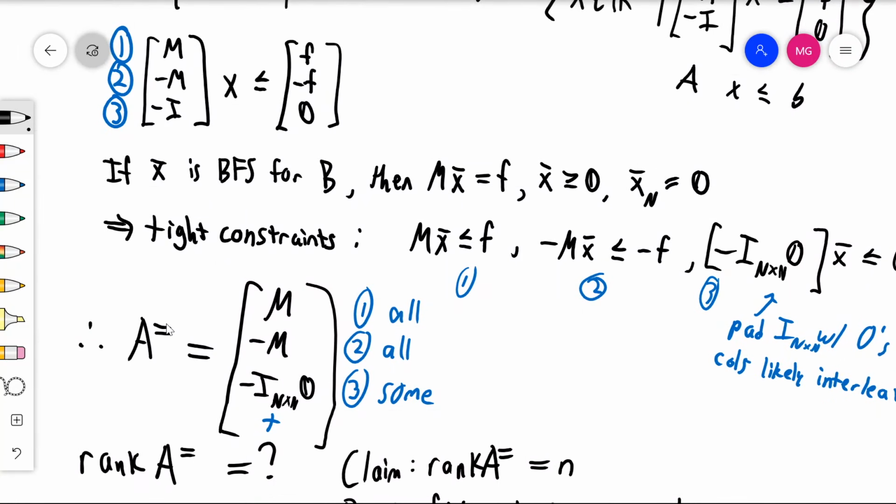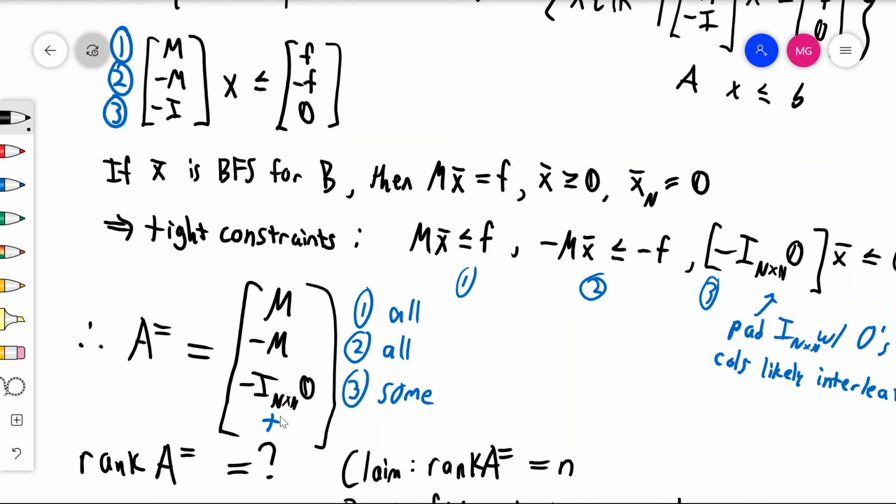So A equality, the matrix of tight constraints, consists of the first block, the second block, and that part of the third block that we just talked about. Of type 1 and 2, we have all the constraints, and of type 3, we have some of the constraints. By some, we mean specifically the non-basic constraints. And then I put this blue plus here just to indicate that we could have more constraints as well coming from type 3. We have all of type 1 and type 2 already, but some of type 3 might be missing.